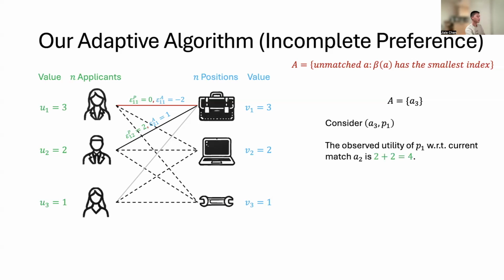In this case, P sub 1 is already matched, and the observed utility of P sub 1 with respect to the current match A sub 2 is 2 plus 2 equals 4. However, the observed utility of P sub 1 with respect to A sub 3 is just 1. So the position prefers its current match to A sub 3 before the interview. Thus, A sub 3 is rejected without interview. Now the algorithm continues until all applicants find their position in the matching.